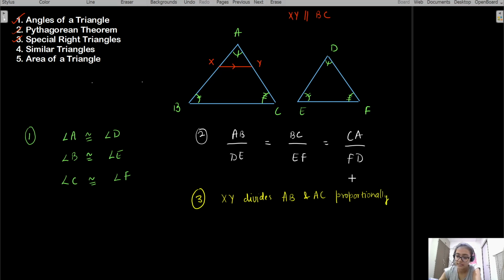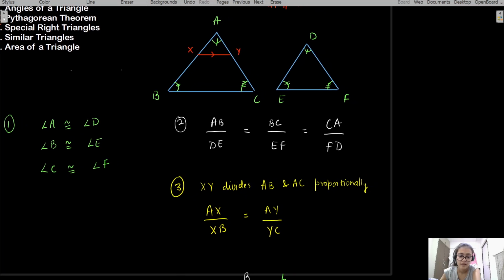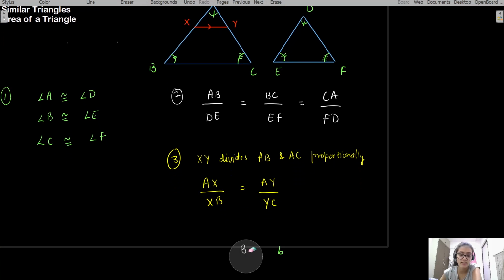What that means is that your AX over XB is going to be the same as AY over YC. Now let me know in the comments how that is happening, and also the ratio of the entire side.